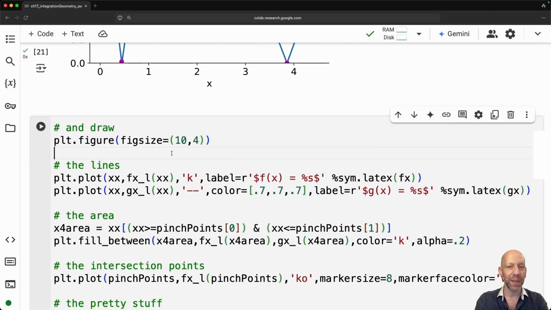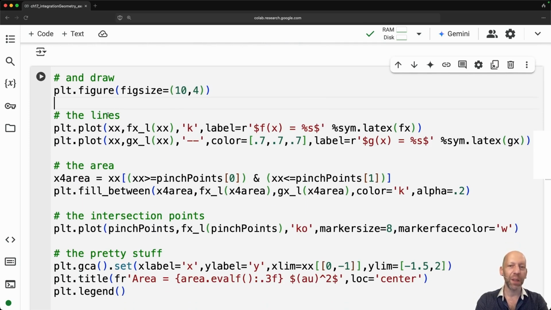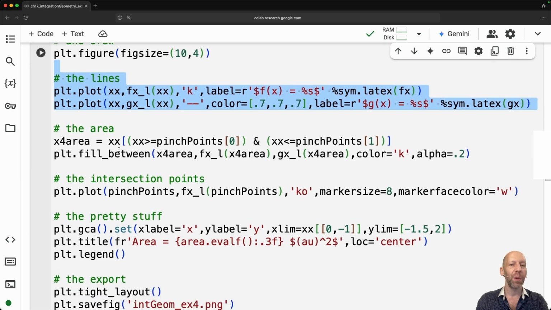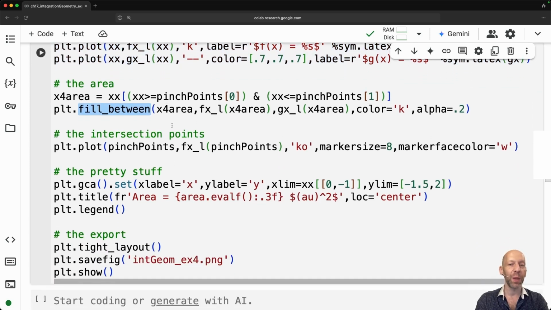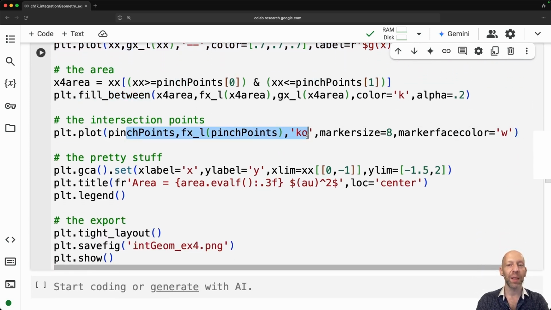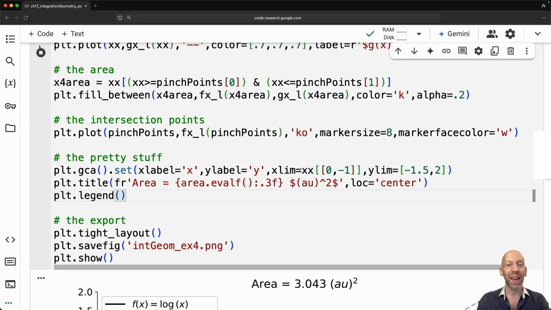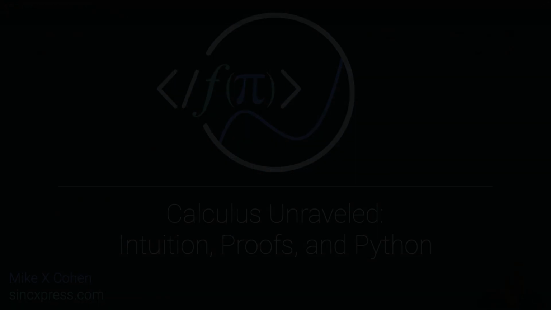Now we are finished. We have everything we need. We can create a figure, draw the two functions, plot the area using fill between, plot the intersection points as dots, and then do some pretty stuff, including reporting the actual area that SymPy calculated.